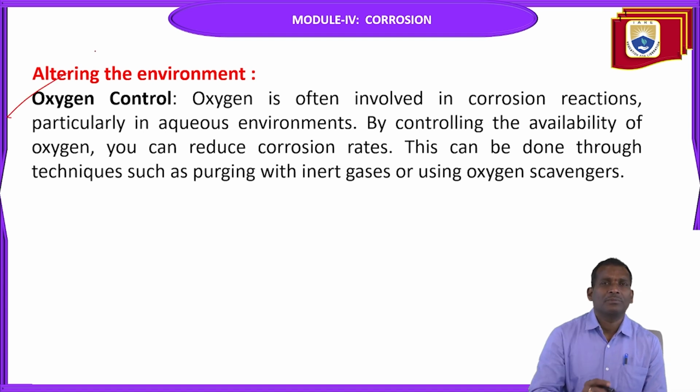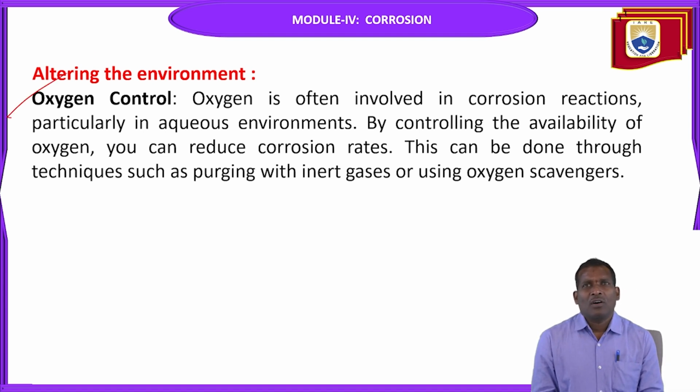Next one is oxygen control. Oxygen is often involved in corrosive reactions, particularly in aqueous environments. By controlling the availability of oxygen, you can reduce corrosion rates. This can be done through techniques such as purging with inert gases or using oxygen scavengers. So by using this oxygen control method, you can reduce or minimize the corrosion.